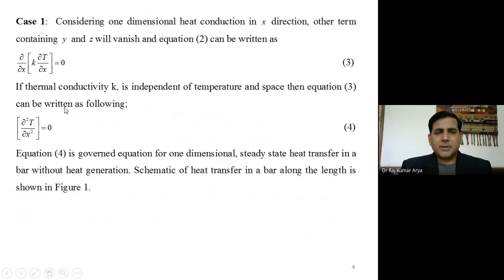Now, in this case, because you are considering that temperature is a function of x only, your partial derivative would be converted to a total derivative. So this del sign would now become the full derivative. Second, you are also considering that the given temperature range, for which you want to solve this equation, is such that thermal conductivity is not varying too much. So let's say k is independent of temperature.